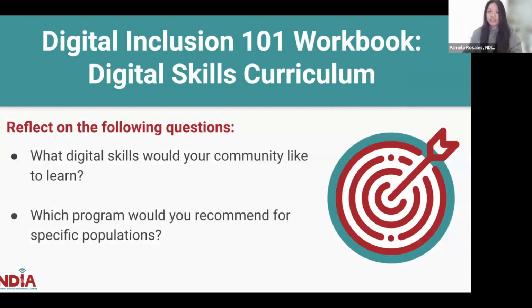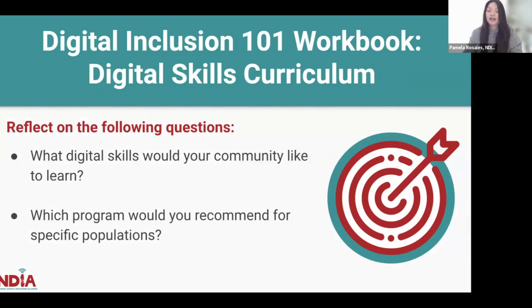And earlier we had shared that there is a digital inclusion workbook. So if after this you want to take this workbook and go through the different questions, just to have a better sense of what digital inclusion looks like in your community. This is one of the reflection questions. So think about, what digital skills does your community want to learn, right?